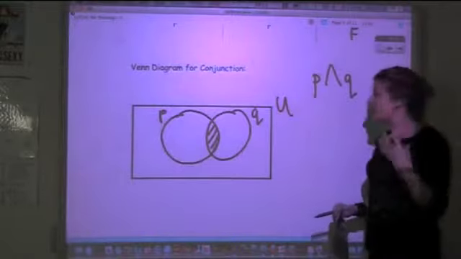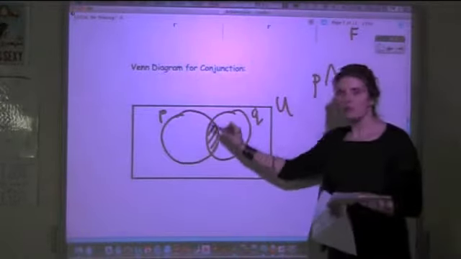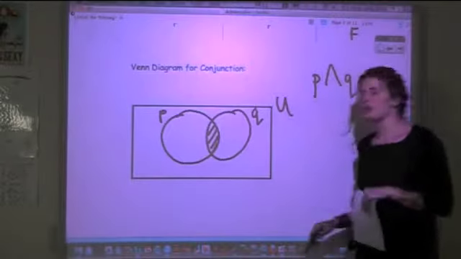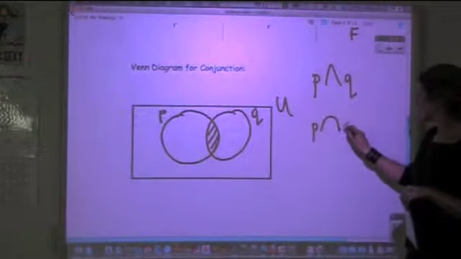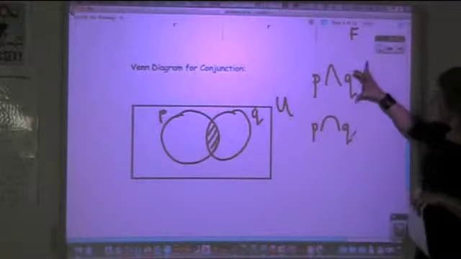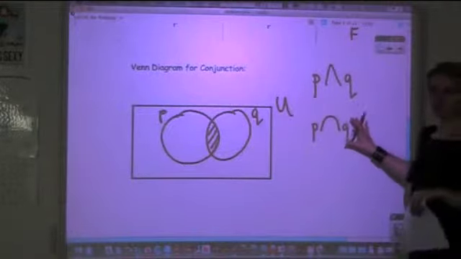Can you remember how we write that using set notation? That is the intersection of P and Q. Very similar as well, it's the intersection of P and Q. That's your logic language. That's your set notation.